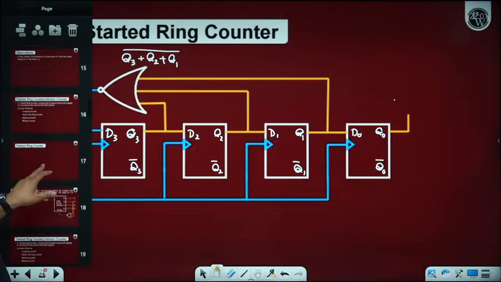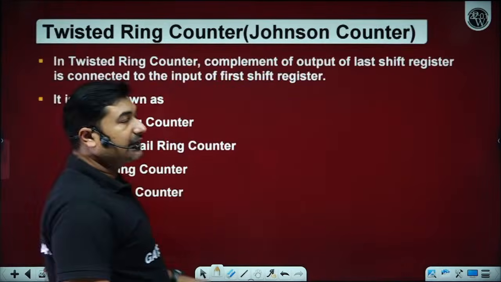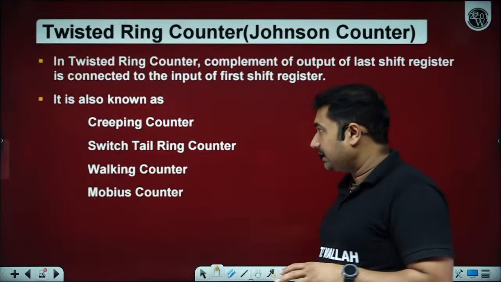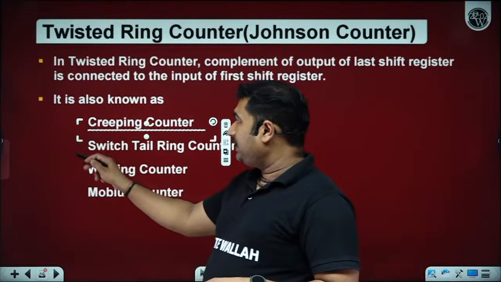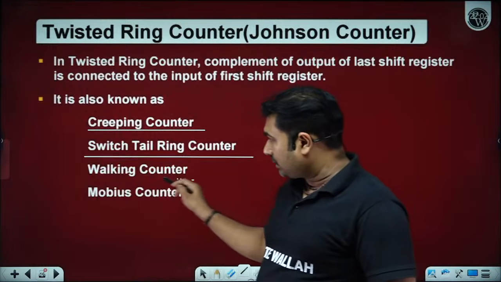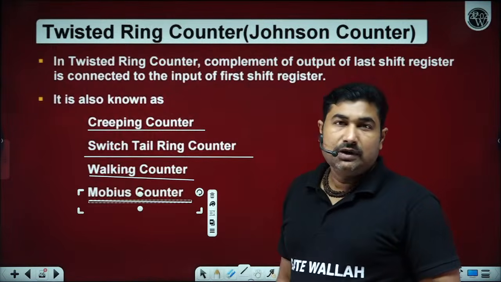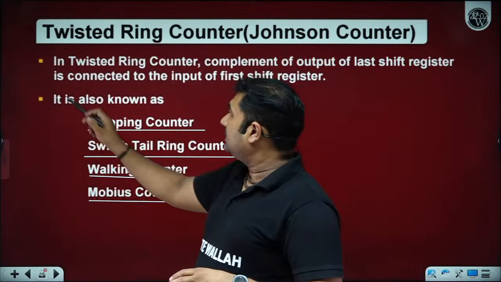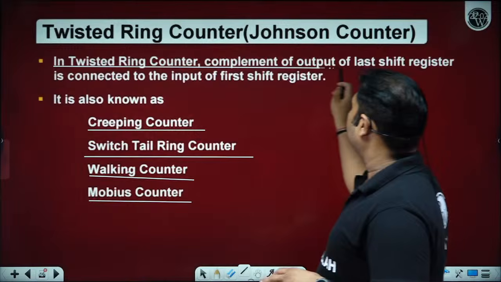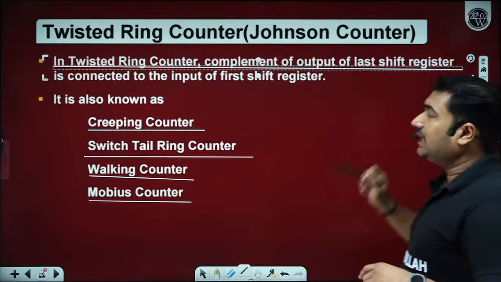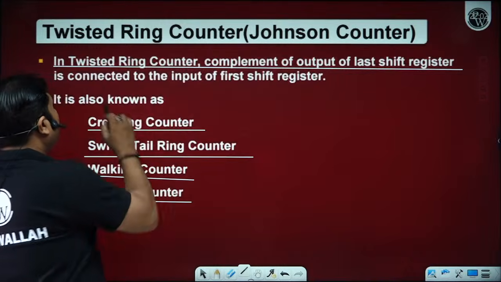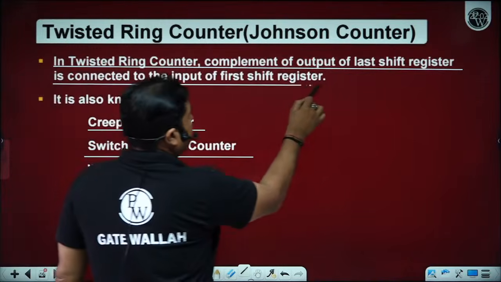Self-started ring counter. Now let's talk about Johnson ring counter. Johnson ring counter, also called a twisted ring counter, sometimes also called a creeping counter, switch tail counter, walking counter, or Mobius counter. All are names of the Johnson counter only. So in a Johnson counter, twisted ring counter, the complement of the output of the last bit is shifted to the first bit of the shift register.